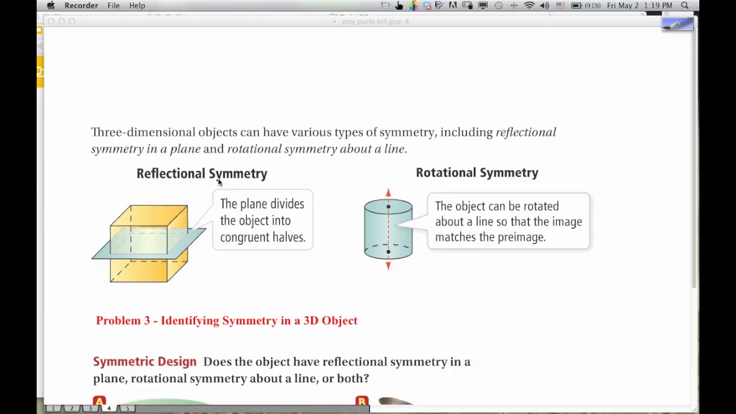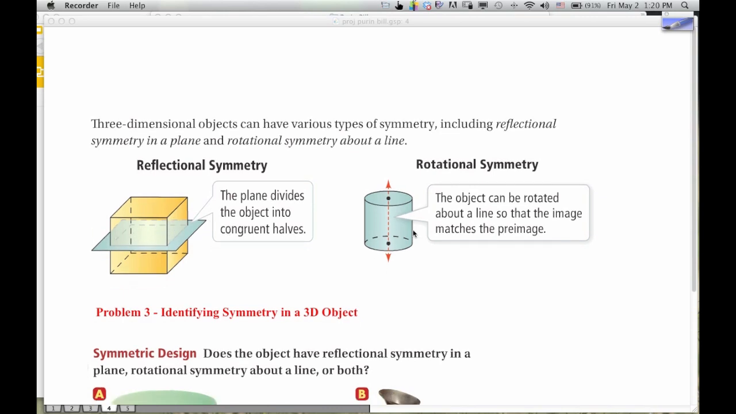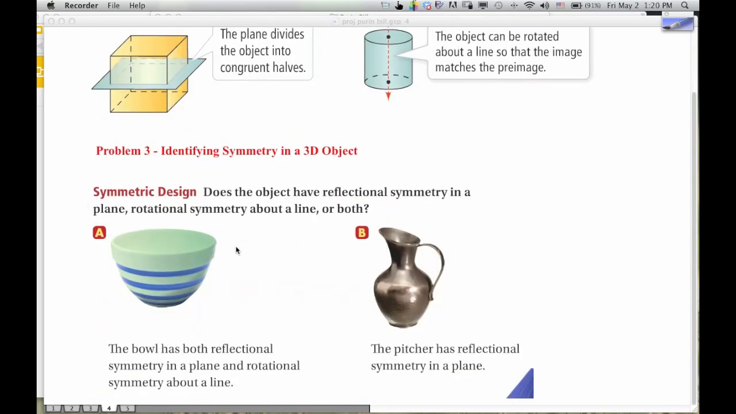And now we're going to talk about symmetry in three-dimensional objects. Three-dimensional objects can have various types of symmetry, including reflectional symmetry in a plane and rotational symmetry about a line. The first example is reflectional symmetry. So we have a cube and a plane is inserted into the cube. The plane divides the object into congruent halves. On the second example, this is an example of rotational symmetry. So we have a cylinder and a line is in the middle of the cylinder. So the objects can be rotated about a line so that the image matches the pre-image.